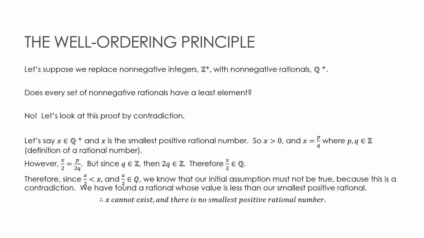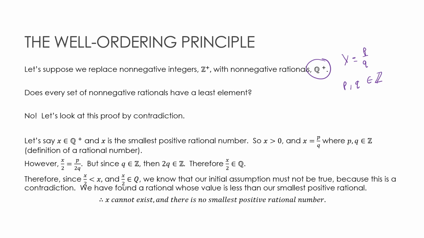So why am I making such a big deal about Z plus, or the positive integers or non-negative integers? Well, let's see what happens if I try to replace it with Q plus. So Q plus means the positive rational numbers. Keep in mind that the definition of a rational number is essentially some value that can be written as p over q, where both p and q are integers. So essentially we're saying I can write it as a fraction. Does my set of non-negative rationals have a least element? No, in fact, it doesn't.